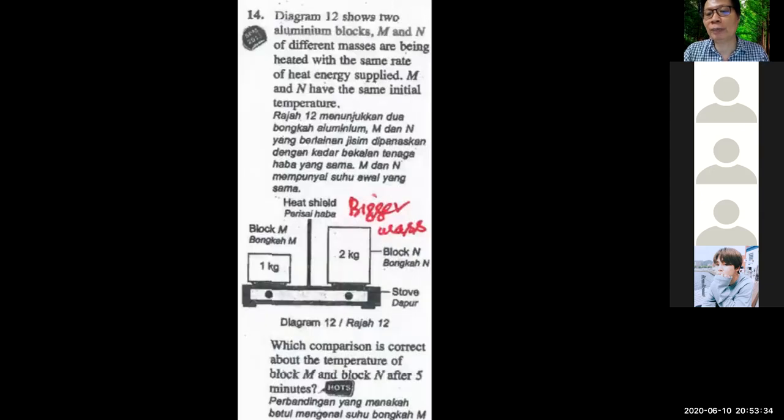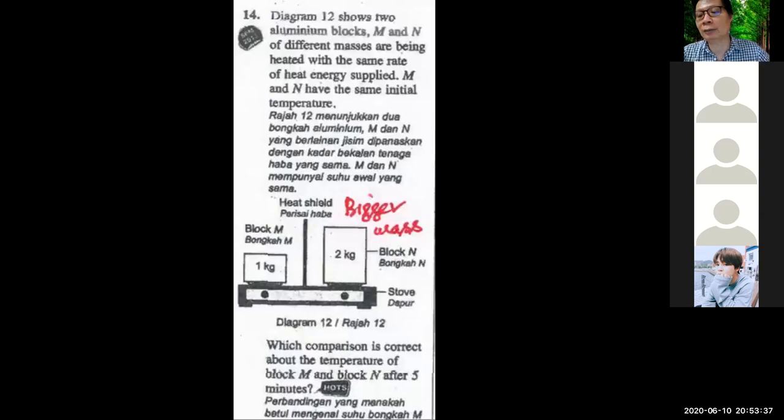Okay, number 14. I'm doing revision with you, so you have to pay attention now. The diagram shows two aluminium blocks. Here one is 1 kg, and this one is a 2 kg aluminium block. Different masses are being heated by the same rate of heat. This one has the bigger mass. Now the question: which comparison is correct about the temperature after 5 minutes? Like I said just now, smaller mass can heat up faster, isn't it? This one with bigger mass heats up slower, right?